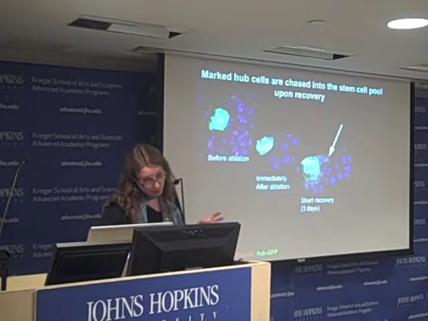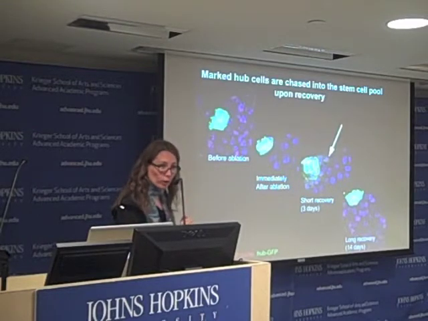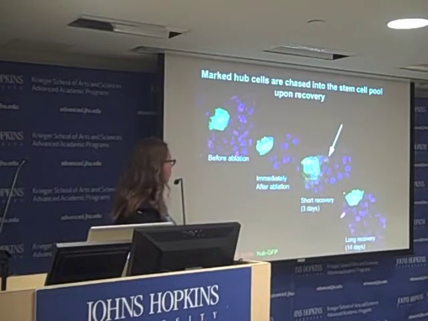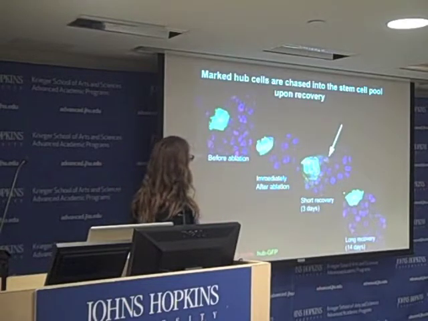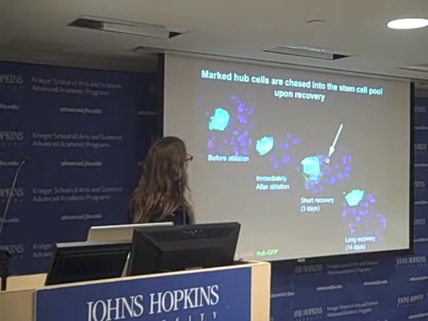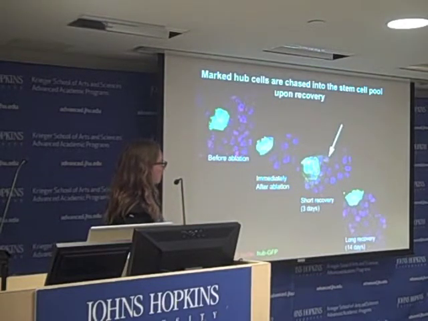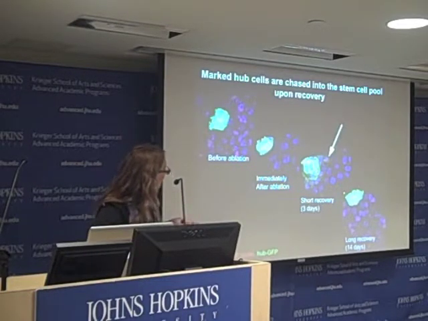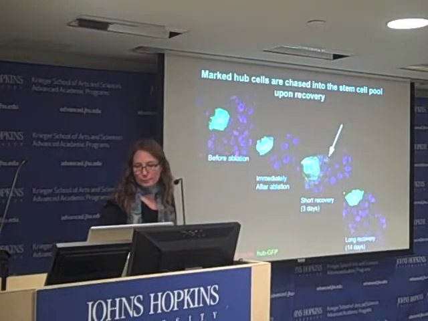And as we expected, if we wait a little bit longer, the hub cells, we know they stop dividing after a week, and after 2 weeks, everything has returned back to normal, and this marker has become restricted to the hub again. So we thought that was very nice evidence that the cells in the hub were actually starting to leave and start to express stem cell markers and then go on to become stem cells. So from that, we conclude that these hub cells are actually capable of becoming stem cells.